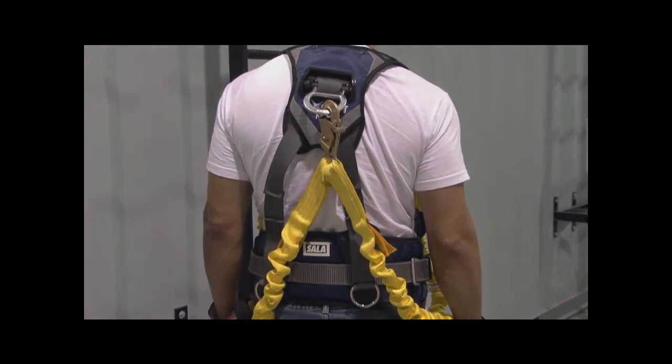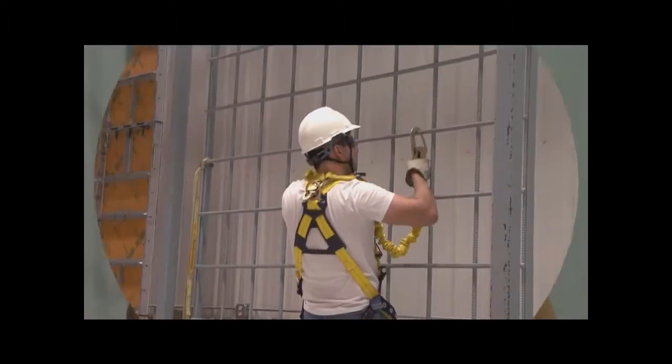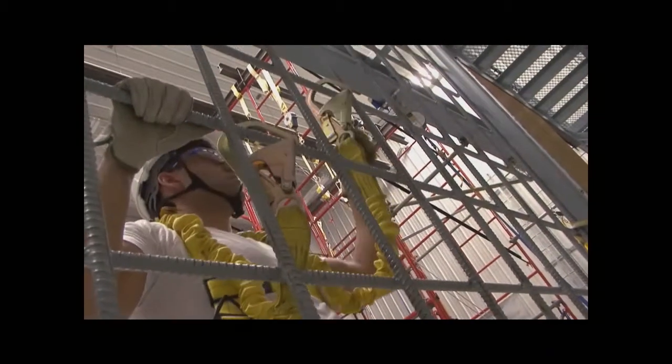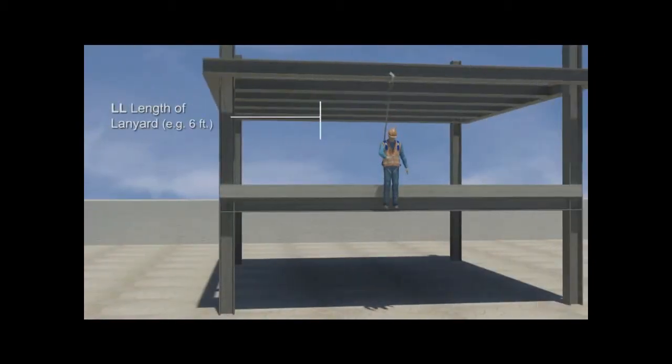If you're using a 6-foot lanyard connected to the dorsal D-ring of your body harness, and you connect the other end to an anchorage point at the same height, how far will you free fall? In this case, you'll free fall 6 feet, because that's the length of the lanyard that's connecting the 2 points together.